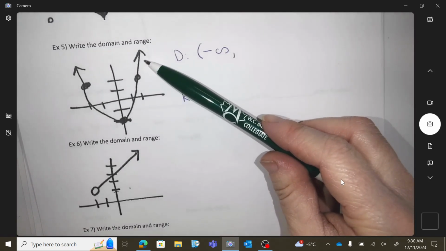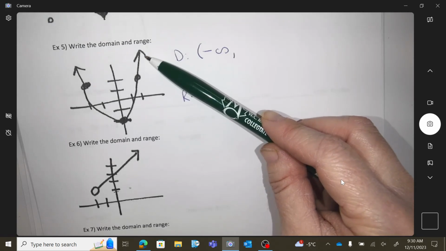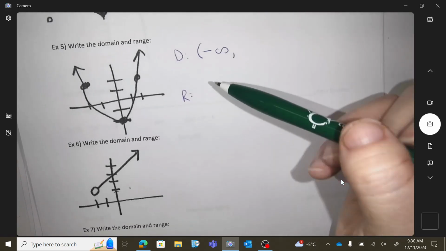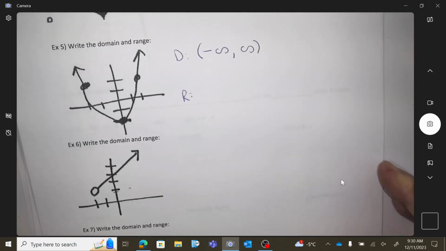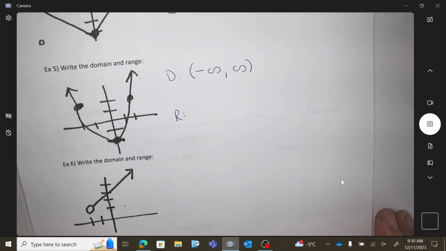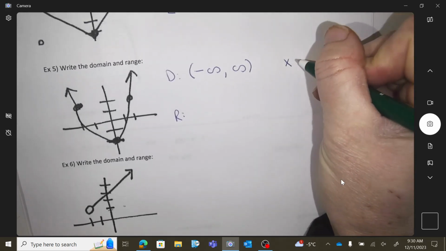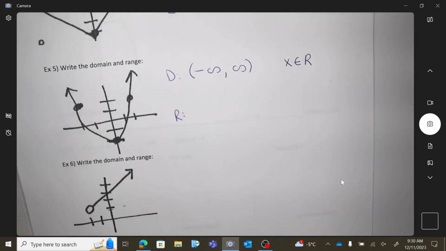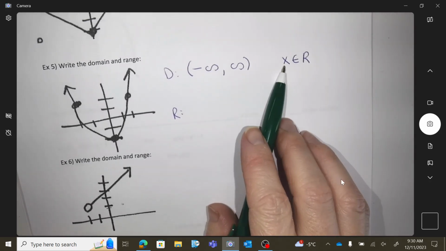How much right do we go? Well, there's also an arrow on this side, so the graph is going to travel to the right forever. How do I write that in a different way? X can be an element of any real number. So this means X can be anything.